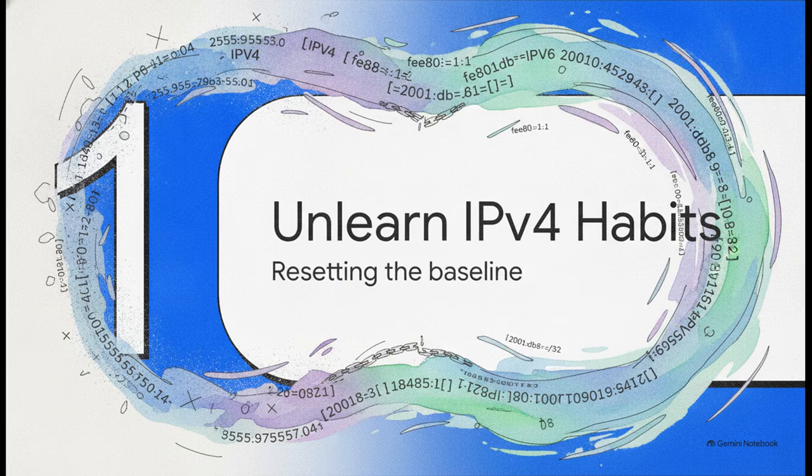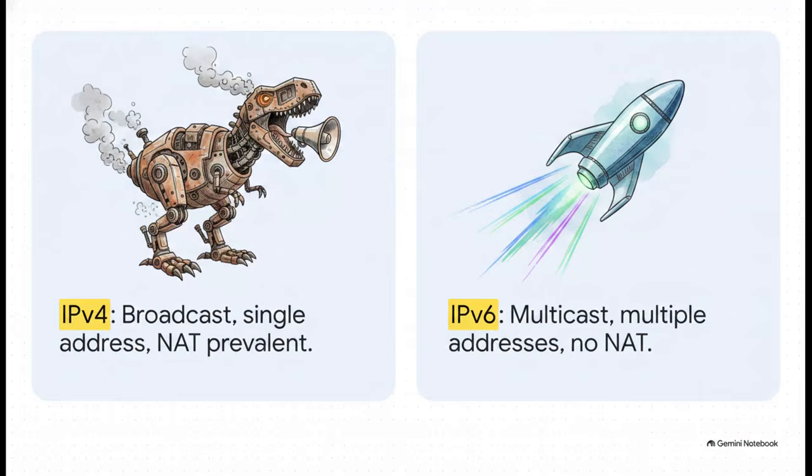All right, Section 1, Unlearning IPv4 Muscle Memory. It's really fascinating to contrast these two protocols. IPv6 is definitely not just a larger address space bolted onto IPv4. It's a fundamentally different beast. For starters, multicast entirely replaces broadcast. That means those old broadcast pings we relied on are totally meaningless now. Furthermore, with NAT largely absent, our entire approach to firewall and security design has to shift, simply because every device is now potentially globally routable.